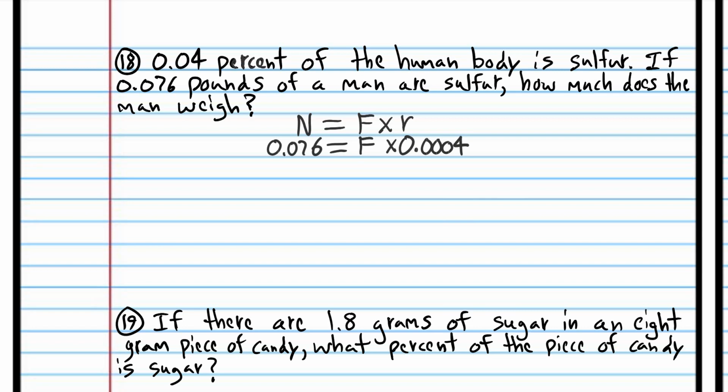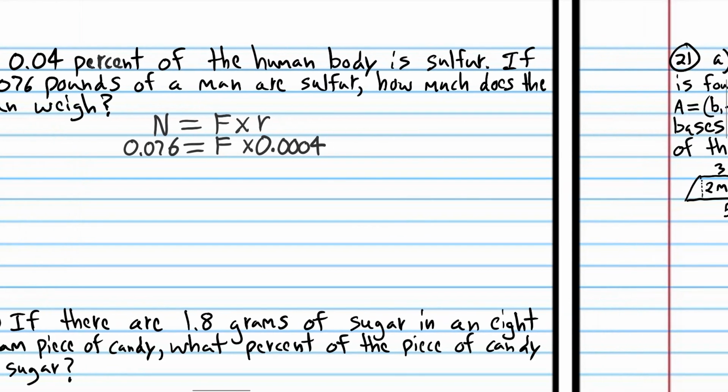So you're going to be given different numbers and asked to find either N, F, or R in these problems. So the hard part is not figuring out how to do the math. The hard part is just figuring out what type of problem it is and which numbers to plug in. So 0.0004 times what number equals 0.076? Well, multiplication is just adding some number up a bunch of times. So this is really asking how many times does 0.0004 go into 0.076? Well, that's division.